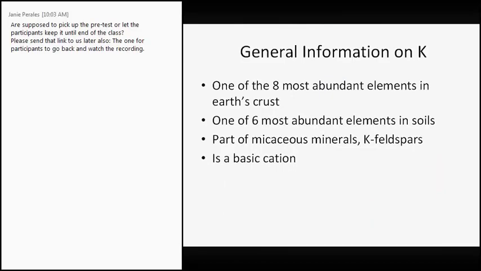So some general information on potassium. First of all, it's one of the 8 most abundant elements in the Earth's crust, one of the 6 most abundant elements in the soils, and it's part of the micaceous minerals and also the potassium feldspars. It is a basic cation. The 4 basic cations that we have are calcium, magnesium, sodium, and potassium.